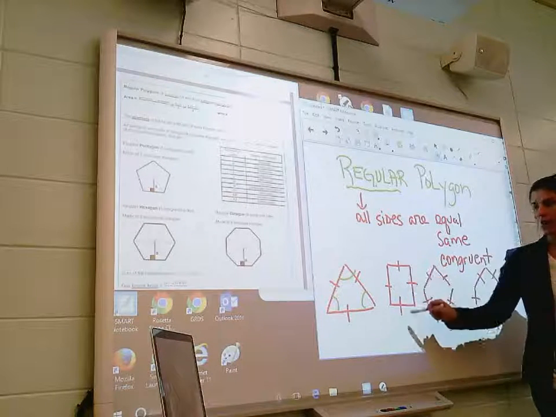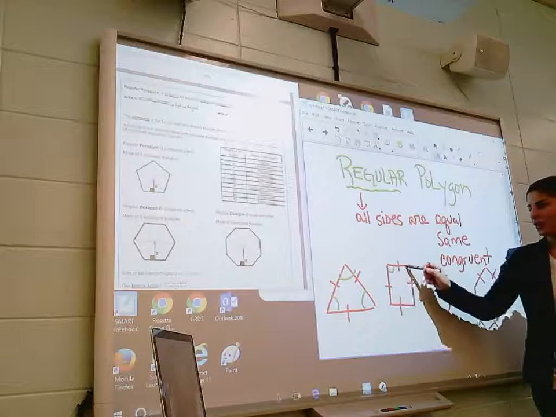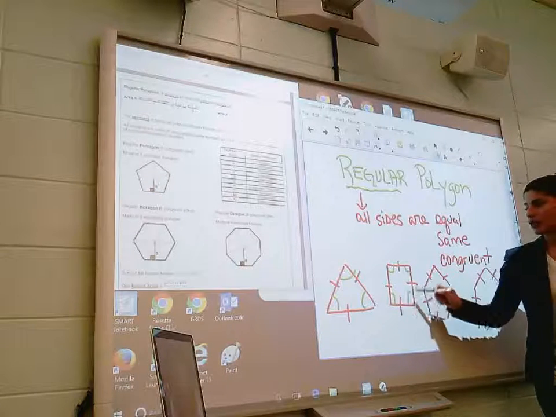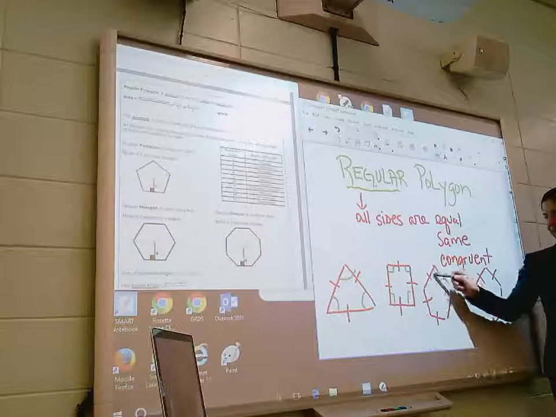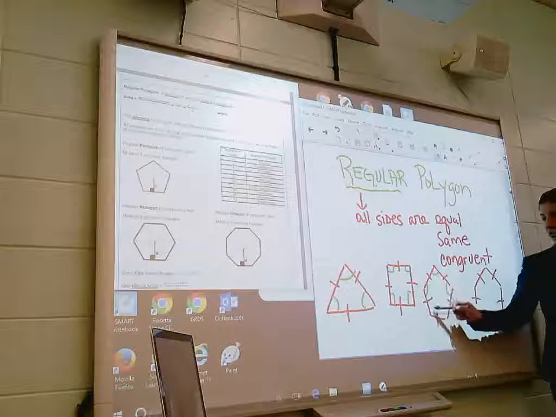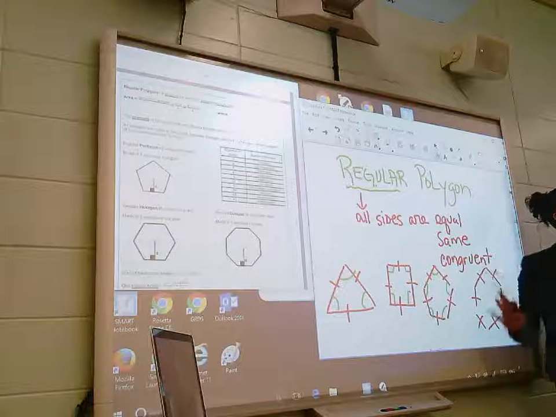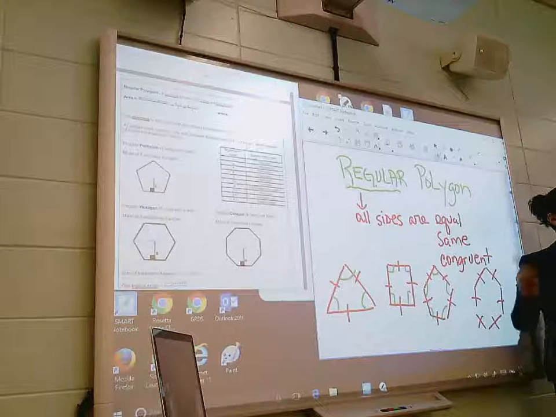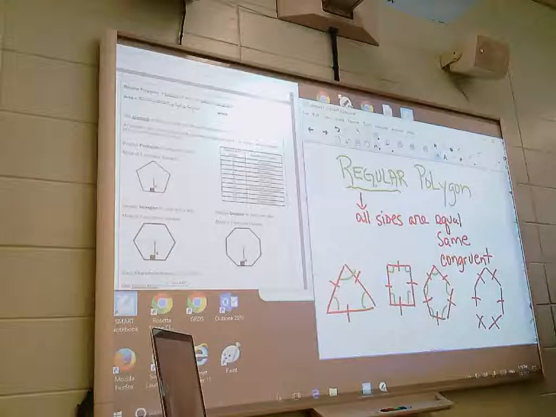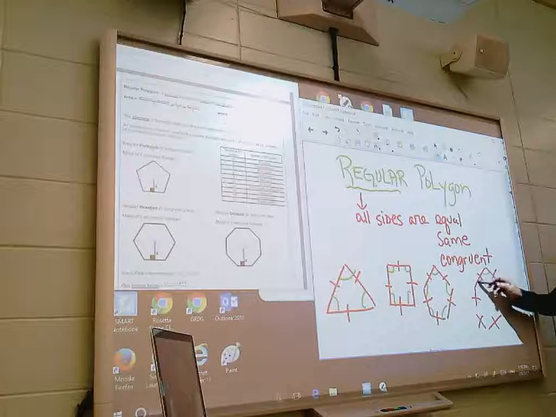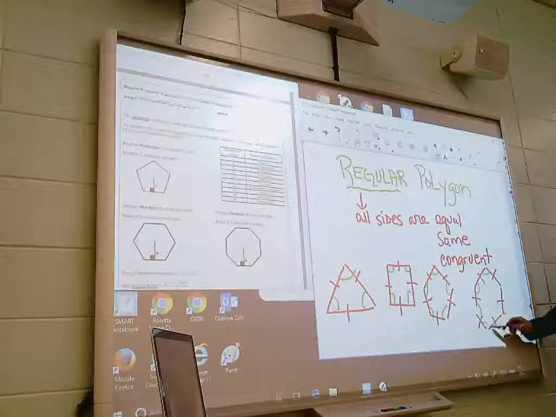Sides are equal, angles are equal. For now, I'm not going to get into the angles of my polygons. I am going straight to area of regular polygons. All my angles are equal.